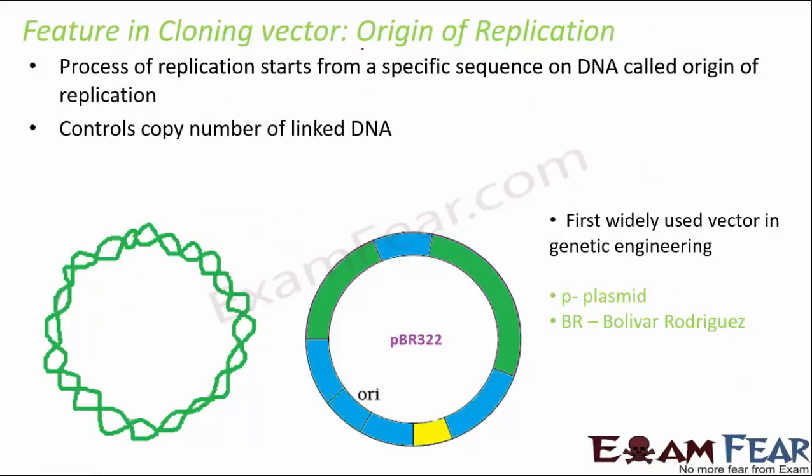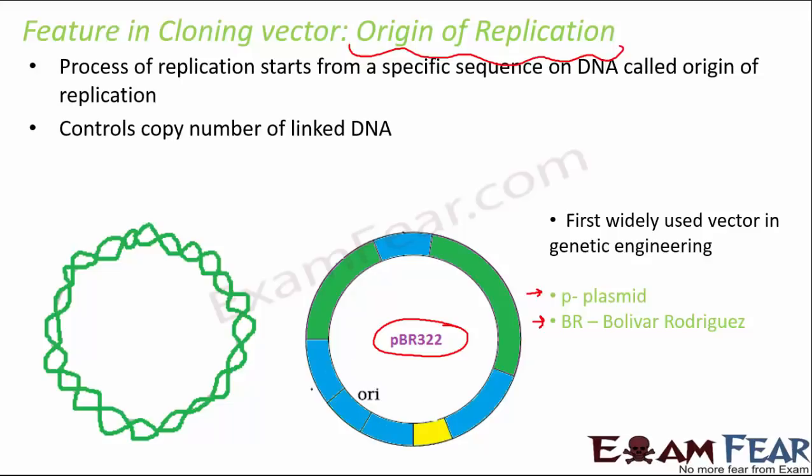So now when we talk about origin of replication, it means that the process of replication starts from a specific sequence on DNA, which is called the origin of replication, and it controls the copy number of linked DNA. So the first widely used vector in genetic engineering was pBR322. So how did we get this name? P stands for plasmid, BR stands for Bolivar and Rodriguez, who first identified this vector that was used for genetic engineering. And then you see that there are various sections.